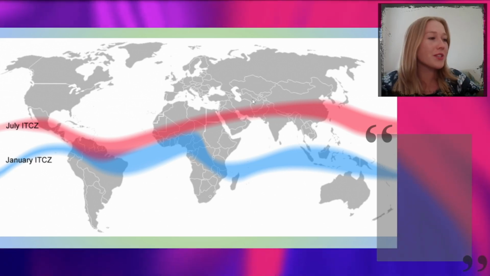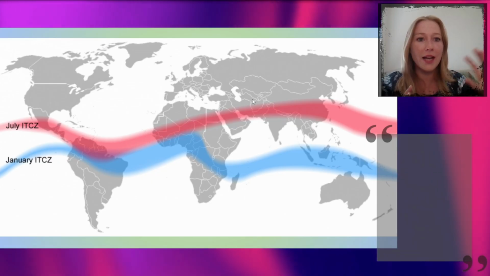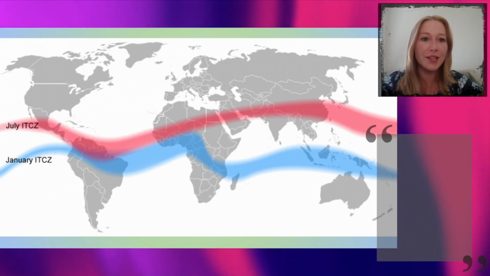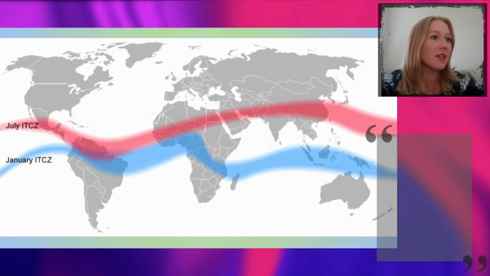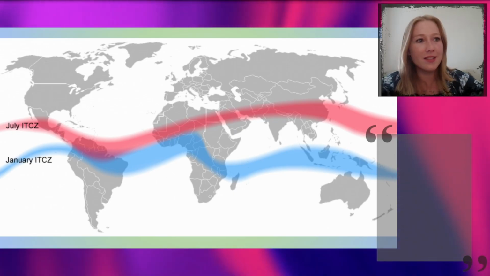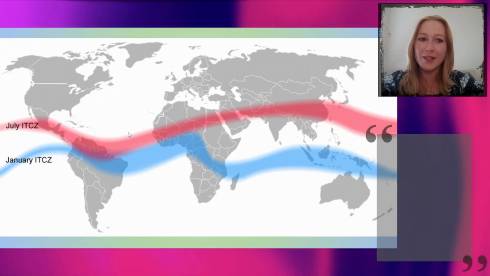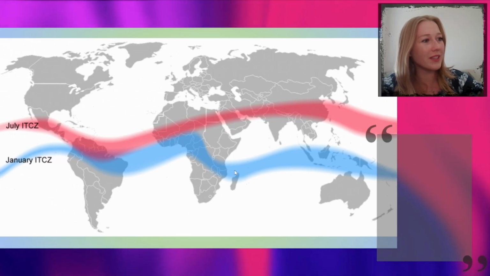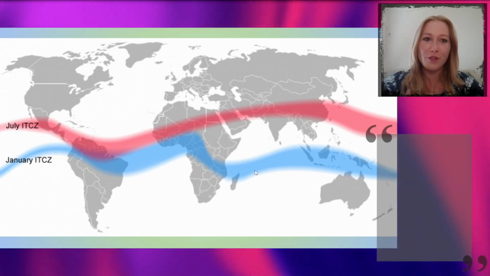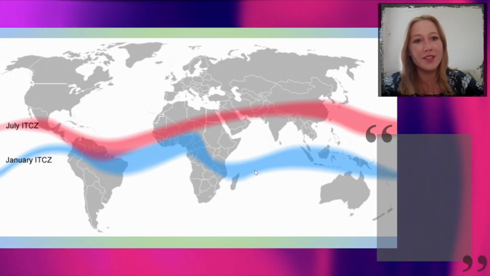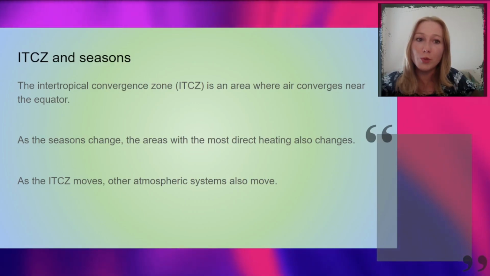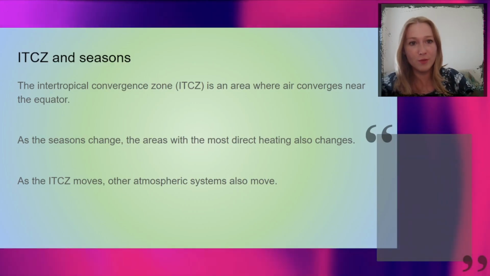Because the Earth isn't a perfect little round uniform bubble, it's made up of land and ocean and all of these other delightful things. The ITCZ actually isn't a straight line like what I had in my diagram. It's this little wibbly wobbly thing that is reformed because of our continents. And as the seasons go on and the ITCZ moves, other atmospheric systems move as well.